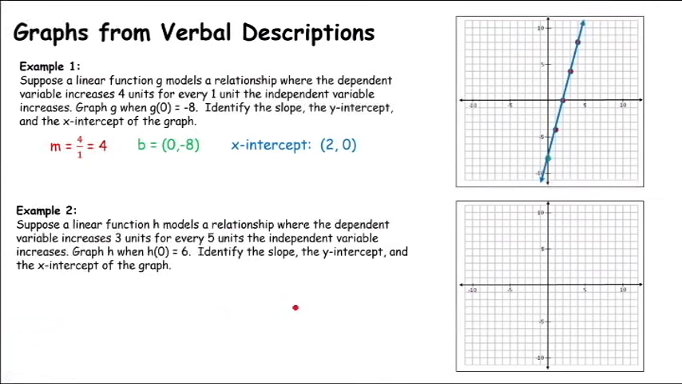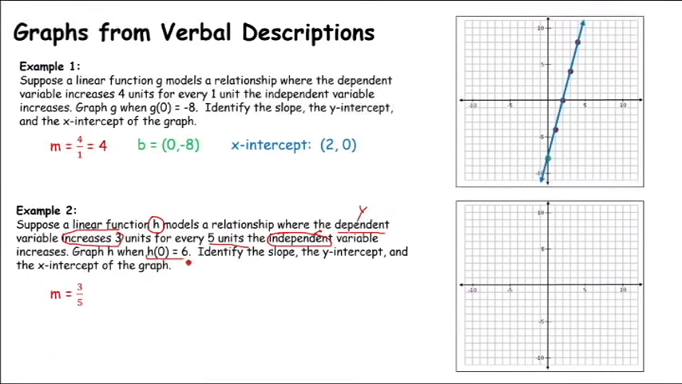Hopefully you've paused the video and tried this on your own. Notice this rule is function h. It says the dependent variable, or y, increases 3 every time the independent variable, that's x, increases 5, that's a slope. Your slope is 3/5. y changes 3 when x changes 5.